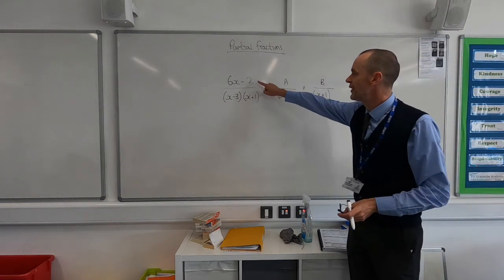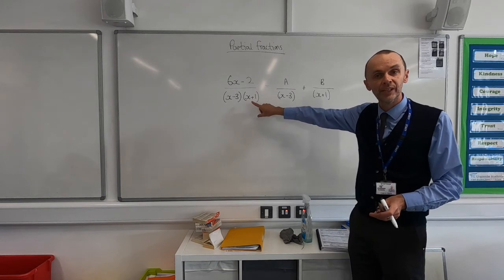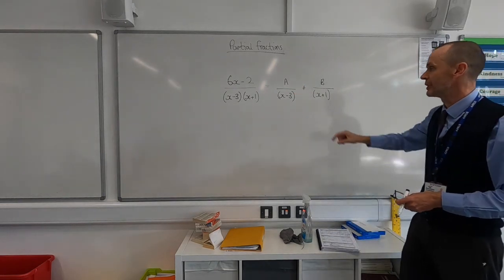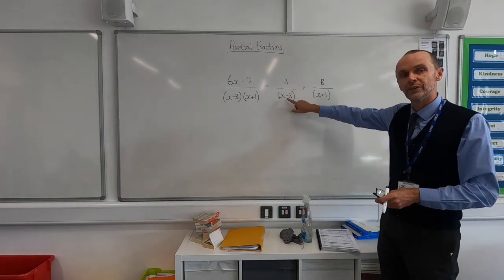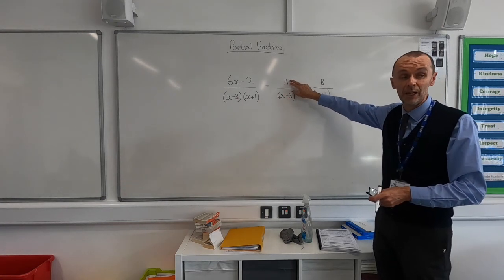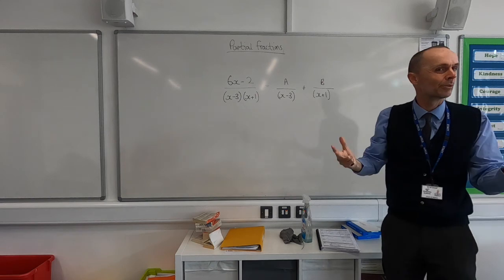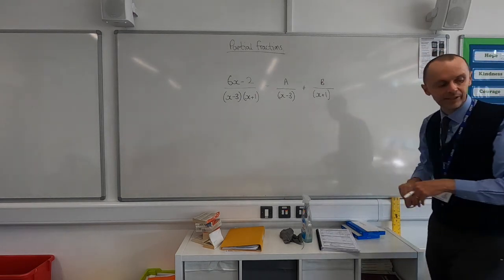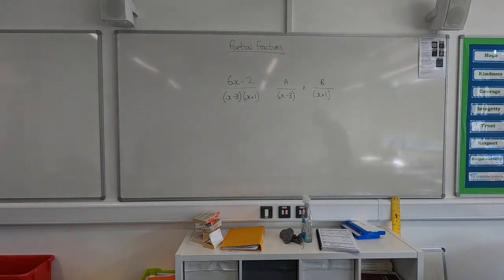So the order of this is 1 less than the order of this, and that means when I separate it out into separate fractions, the order of this will be 1 less than the order of this. This is just going to be a number, and we say that's order 0, no algebra at all. And so what I need to do is work out what A and B are. And there's two ways of doing it.